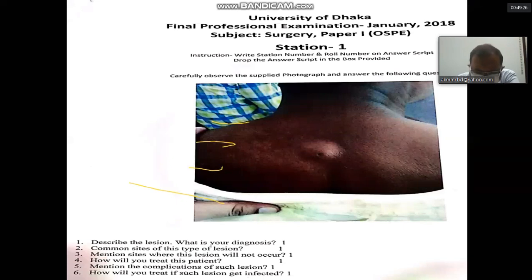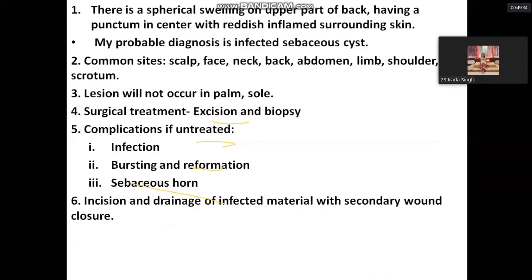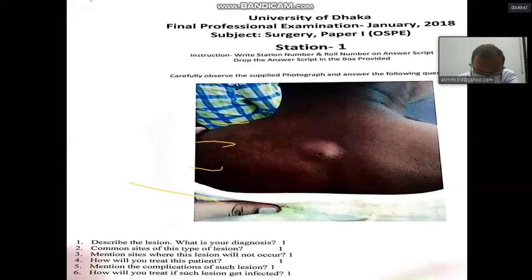And how will you treat this patient? Sir, excision of the cyst. Excision of the cyst, by giving an elliptical incision. Yes. Okay. Excision and biopsy, you have to say this. Complete excision of the cyst and biopsy.